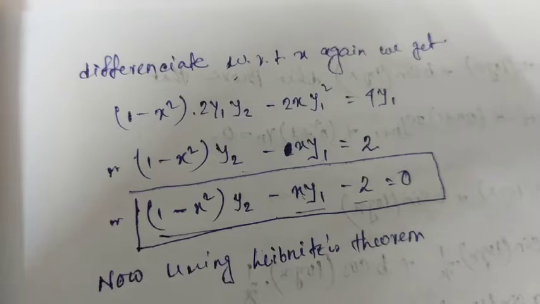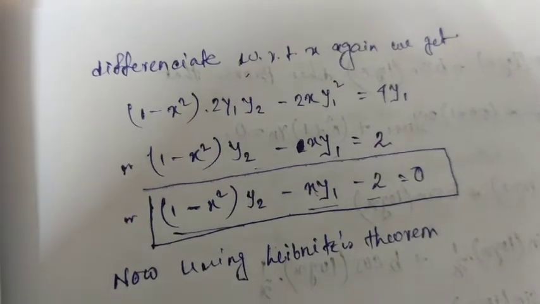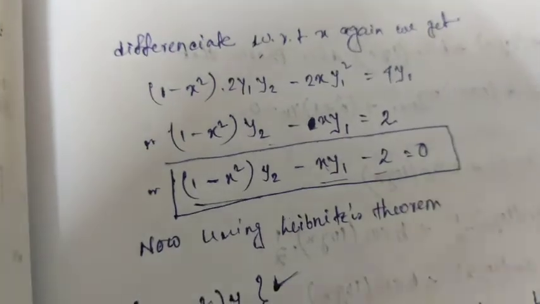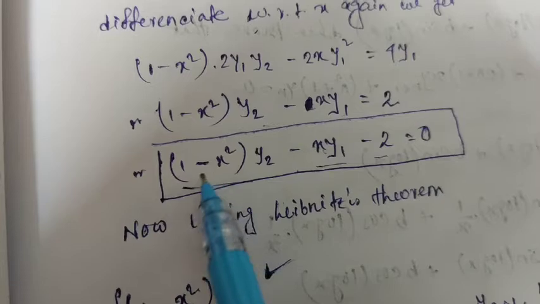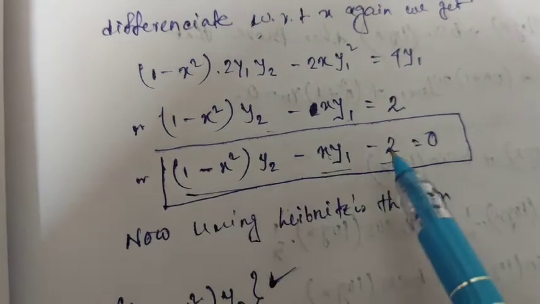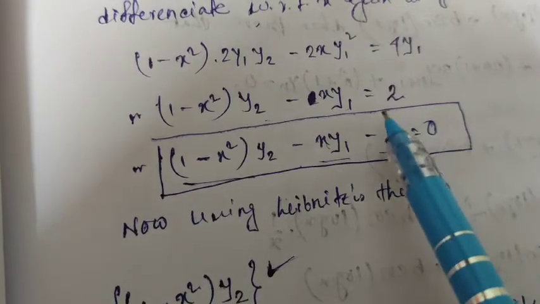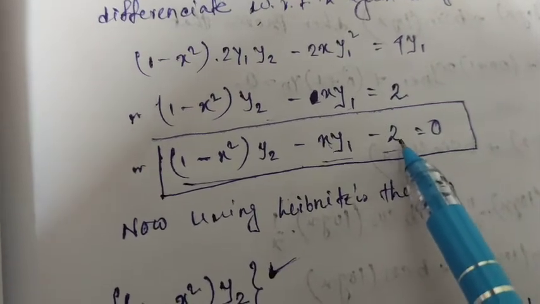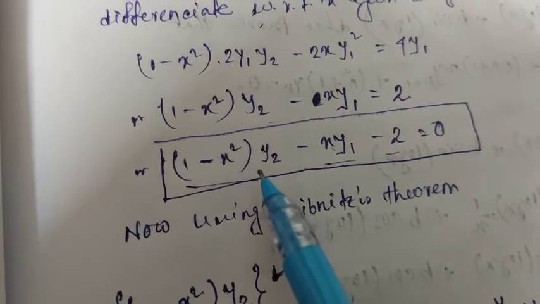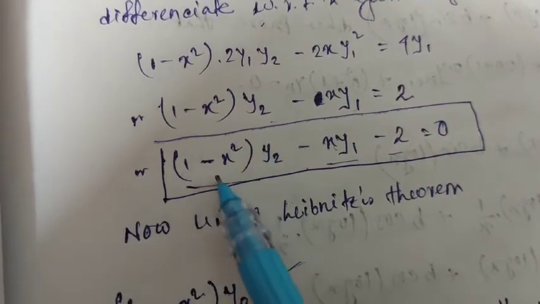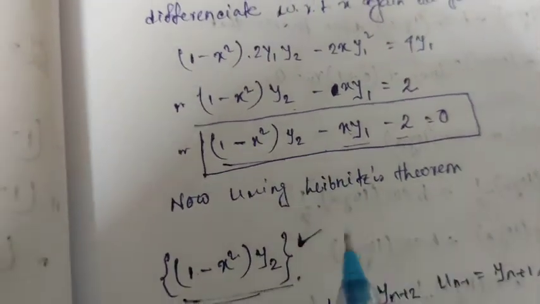So now we are going to use the Leibniz theorem. How can we use it? See here, there are three terms, and this is one product term, that is (1 minus x square) into y2. Here x into y1, and here 2. This is a constant, so if we differentiate it nth time, it vanishes. So now I will use the Leibniz theorem first of all on this product of two terms, that is (1 minus x square) y2.